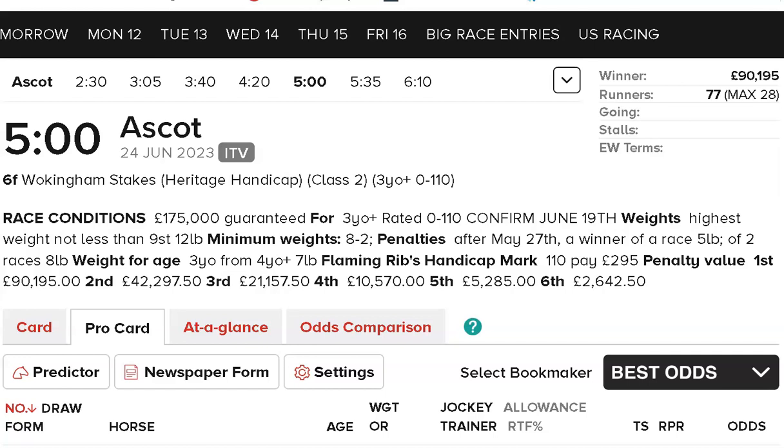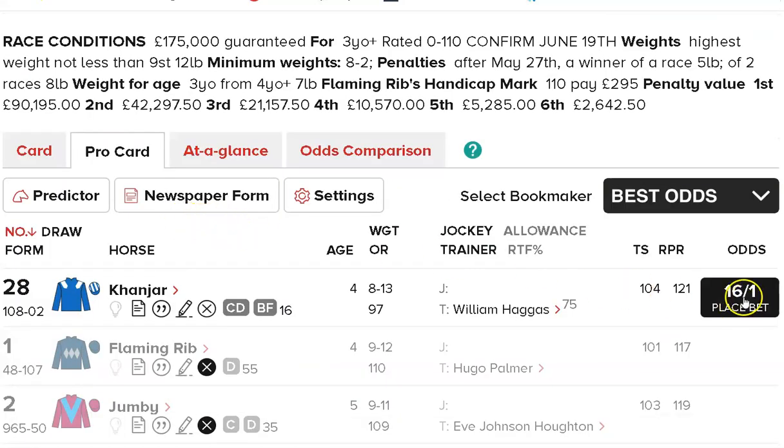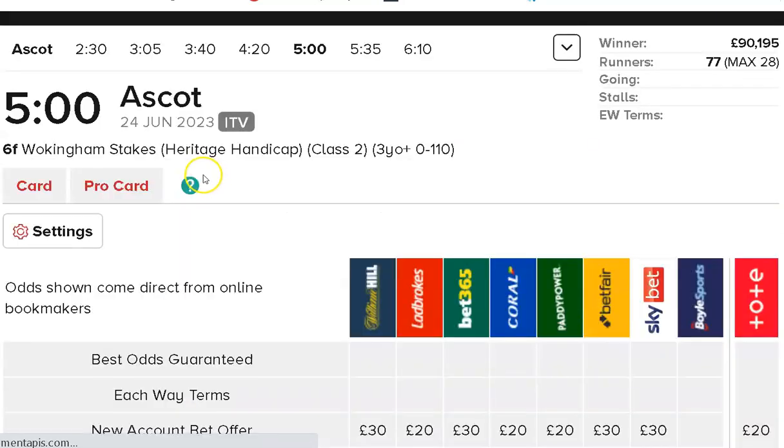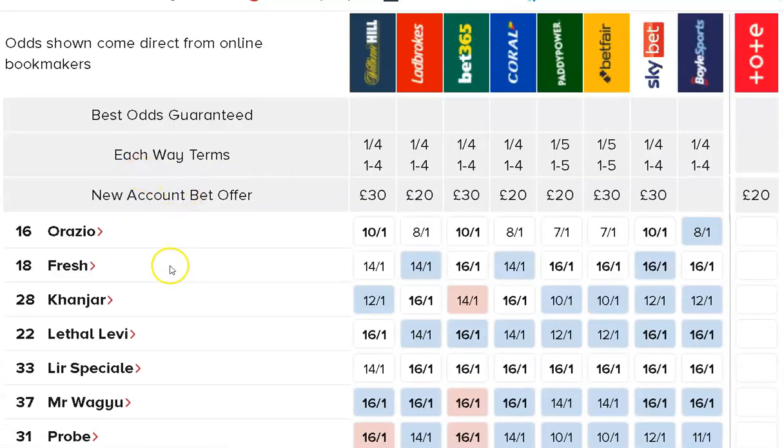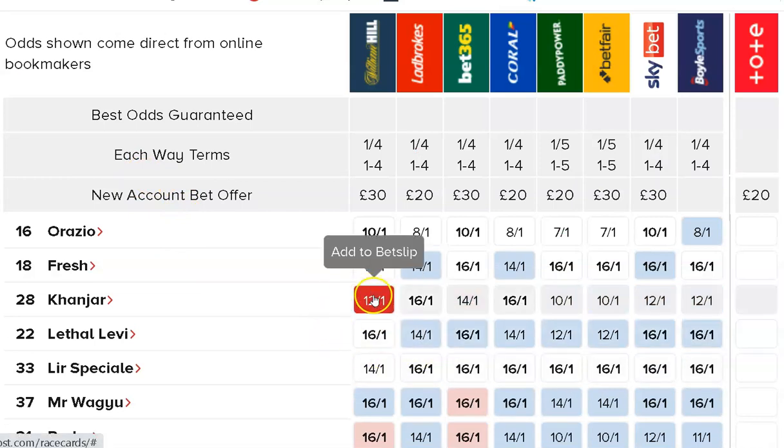And well, we've got about 2 weeks to go now. I think it's 2 weeks today or 3 weeks today. When is it? The 24th of June. So that's 2 weeks today, the Wokingham Stakes. If you did want to take a bit of 16-1, just as a win bet, in case it turns into a William Haggas plunge, Kanjar, here we go.